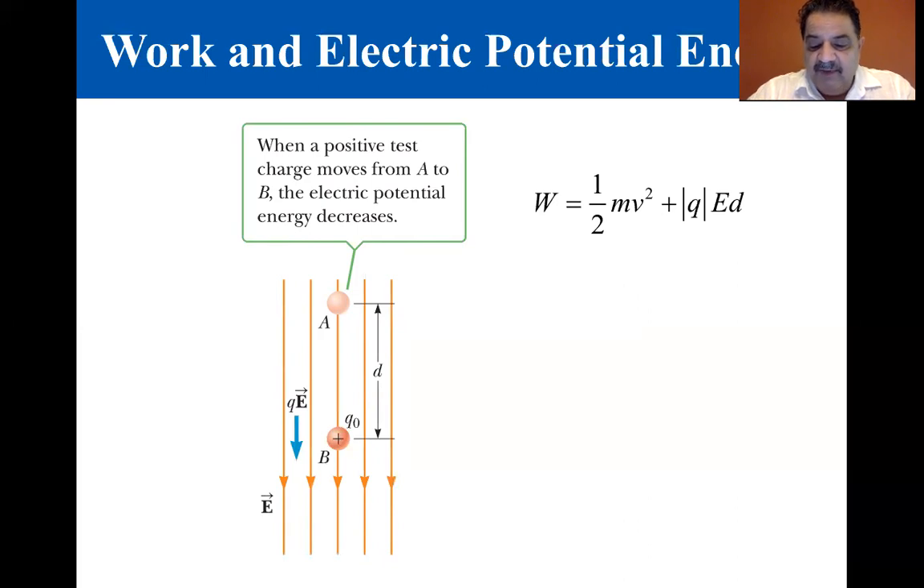In fact, if the negative charge is simply released at point A, it will fall upwards against the direction of the field.